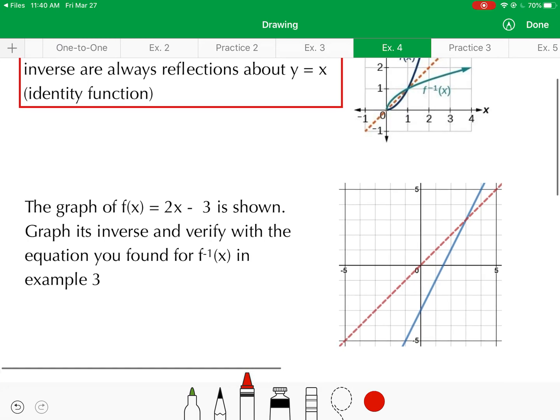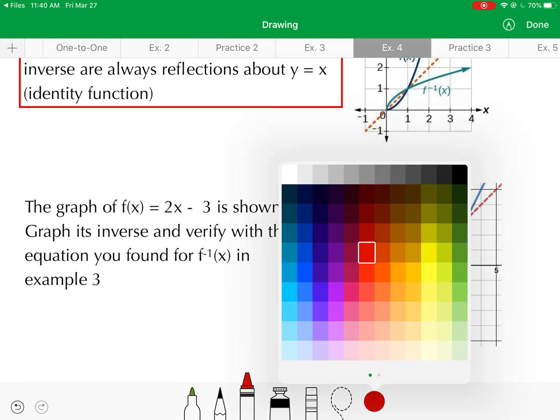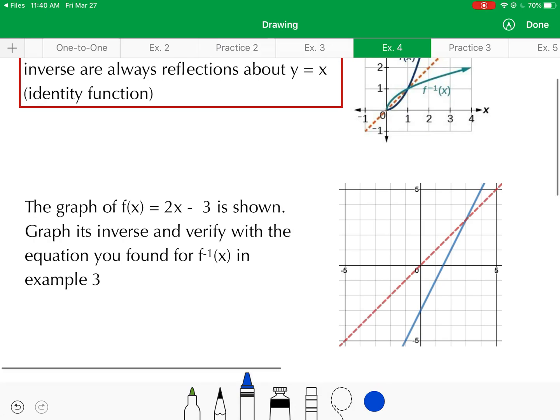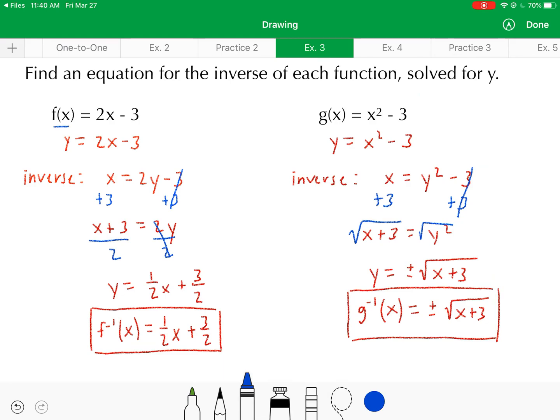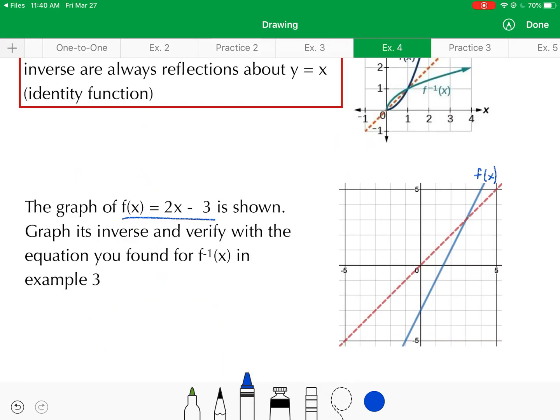All right, so we're going to use that property in this example below. We have the graph of f of x equals 2x minus 3 shown. That's the blue line here. Let me label that. This is f of x. And we want to graph the inverse and then verify with the equation we found for the inverse back in example 3. If you notice, this is the same function as back here.